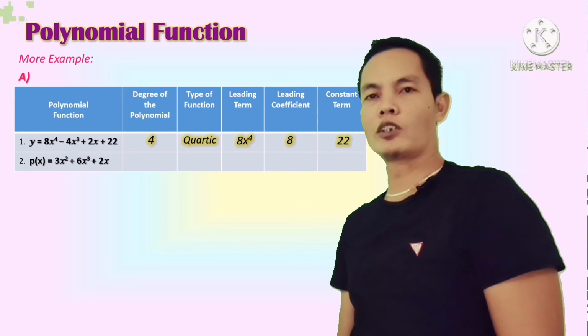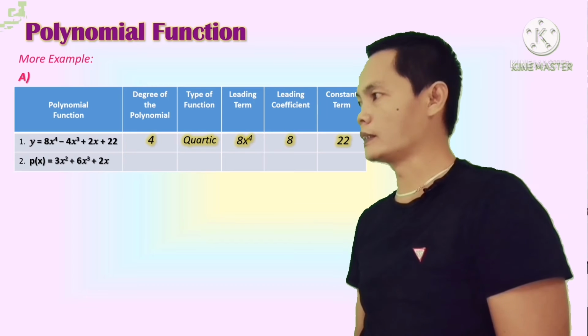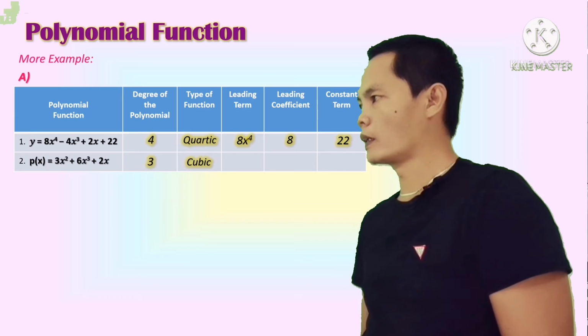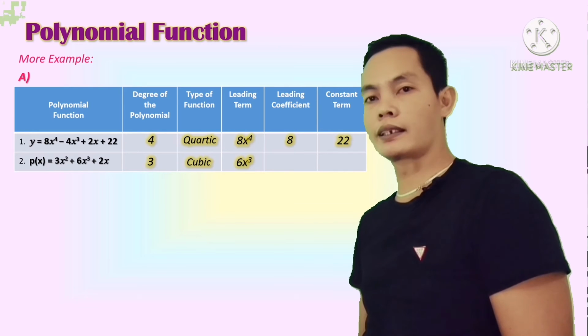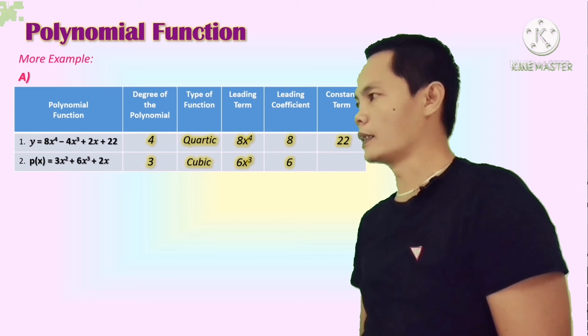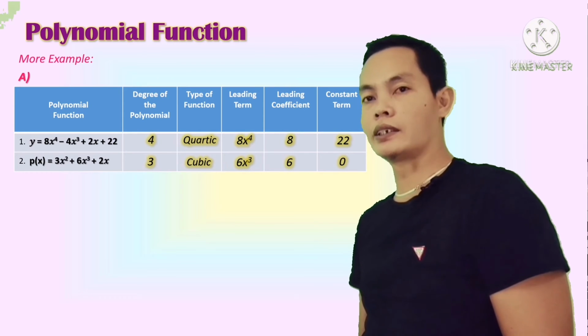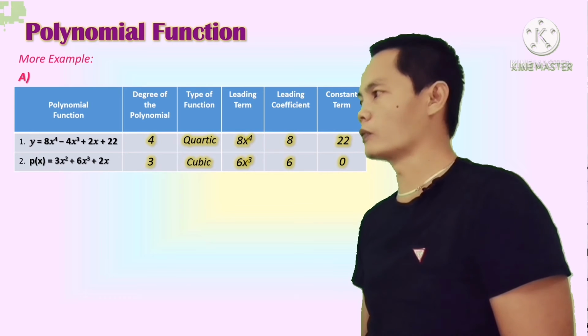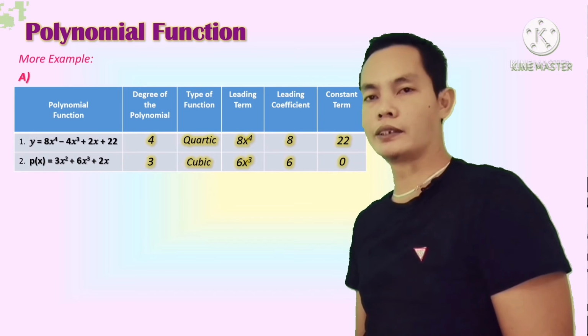The degree of the polynomial in this example is 3. The type of function, cubic function. The leading term is 6x cubed. The leading coefficient is 6. And the constant term is 0. Since we don't have any constant term in the example, therefore the constant term is 0.